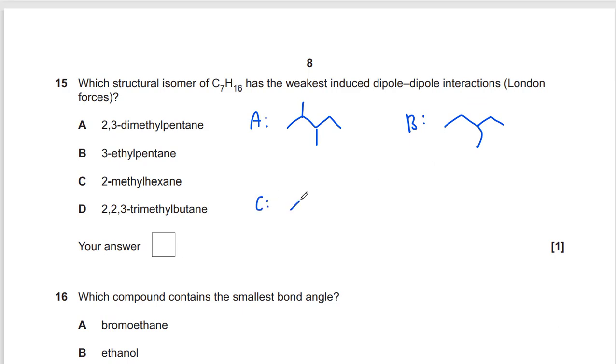C is 2-methylhexane. 1, 2, 3, 4, 5, 6, 2-methylhexane. And D is 2,2,3-trimethylbutane. 1, 2, 3, 4. So 2,2,3-trimethylbutane. Now, as it stands, you need to just realize what causes London forces to be stronger or weaker. So they're all the same molecule, they're all the same compound, they're just structural isomers. So when we look for the weakest induced dipole-dipole interactions, what we are looking at, in order to work out the weakest, it's the amount of branching.